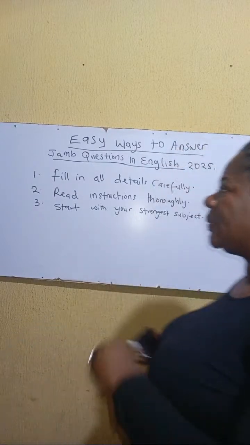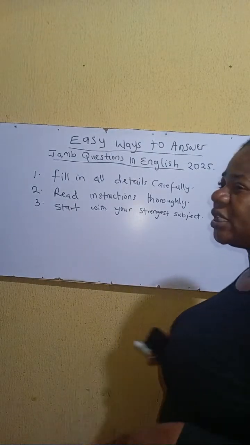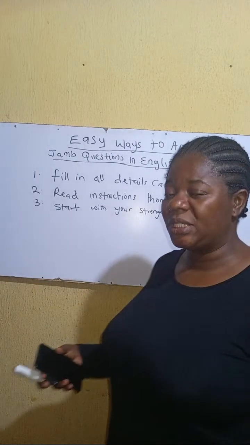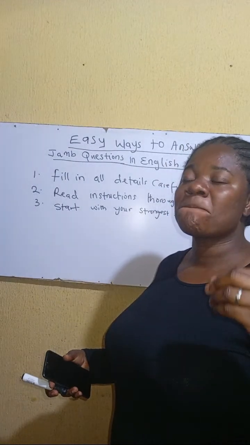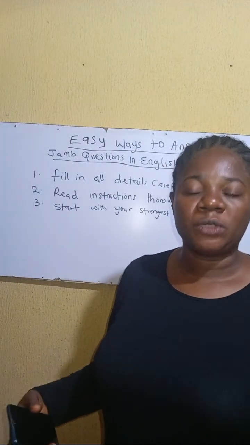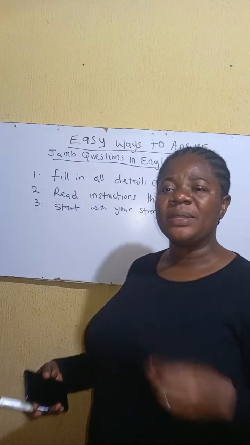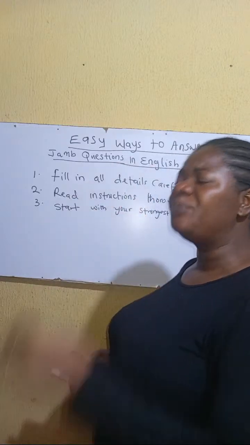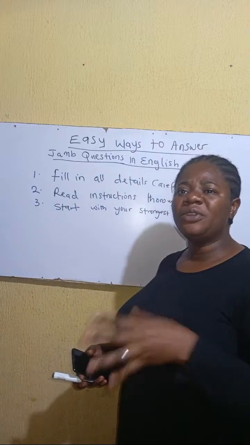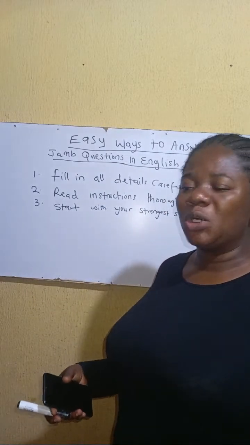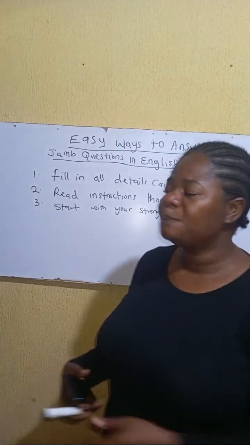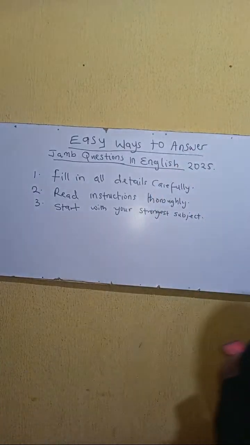But when you start with your strongest subject, your strongest subject could be mathematics, and then maybe your strongest subject could be chemistry, biology, physics. So when you start with them, you start solving them, you start answering them. Before you know, the other ones you're supposed to answer will just be coming in. Okay, so that's the next thing you're supposed to do.